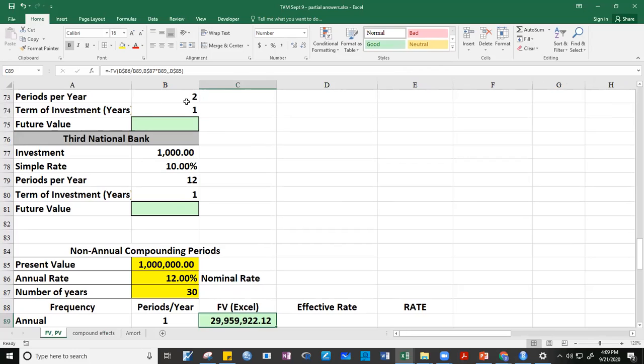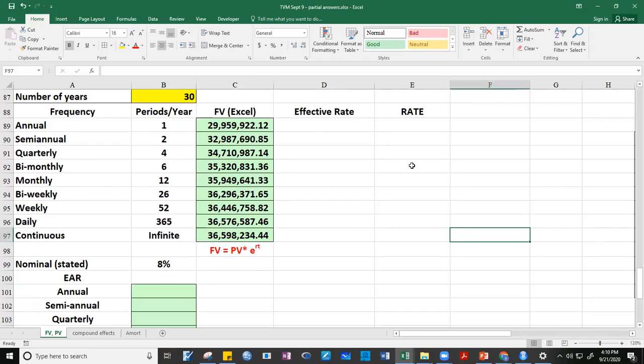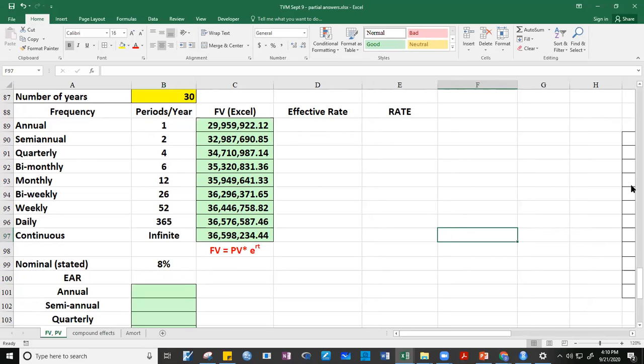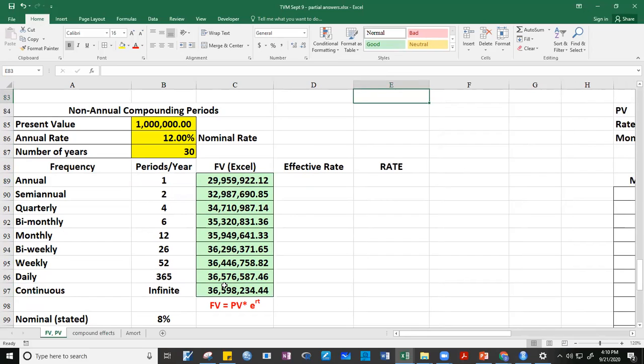For the periods per year, this is the semi-annual. So we've put it all in one model. The present value is the same, 1 million, but their future values are different. That means their rates, their effective rates, are different. Although the nominal rate is 12%, the effective rate differs, since from what you see here, the future values are different.